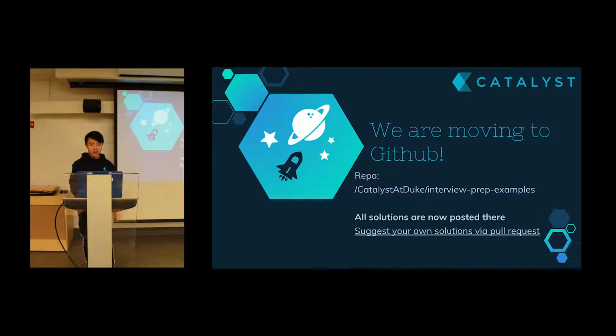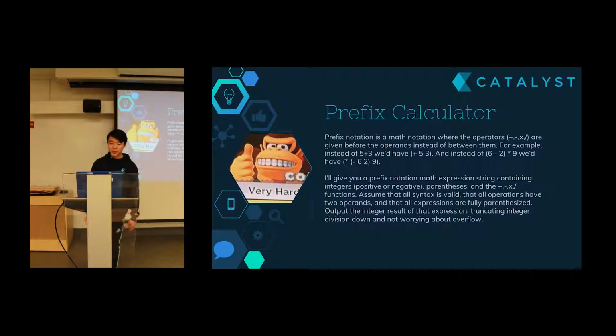So let's talk about a prefix calculator then. Do any of y'all know what prefix notation is? I mean, it says it right there, but do y'all have any experience with it? Okay, so normally when we do math, we use infix notation, right? In infix, we have our operators in between our operands. So if we had 5 plus 3, then the plus would be in between 5 and 3.